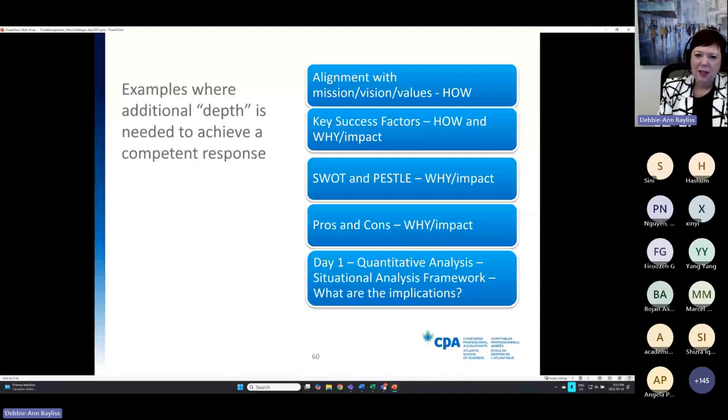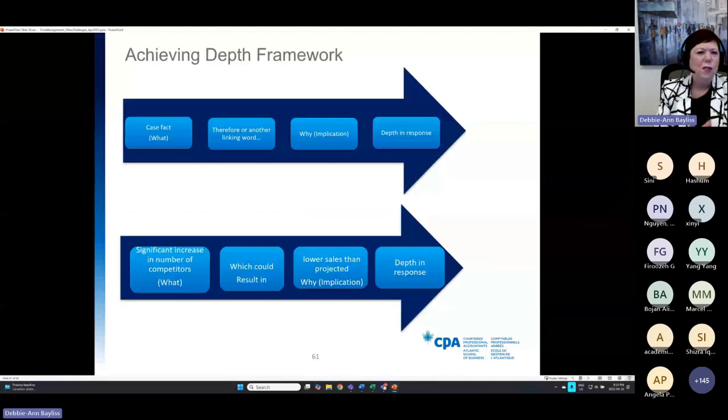Hey, state the case fact. Use a linking word. That's that equal sign. Turn it into a linking word, whether it's therefore. My favorite is which could. Okay, so a threat is a significant increase in the number of competitors. That's the what. So what? Which could result in lower sales than projected. That is the why and the impact.